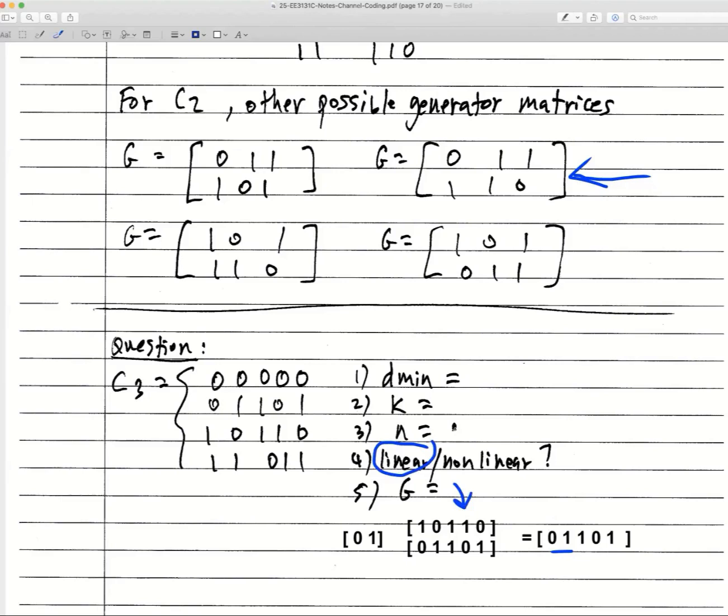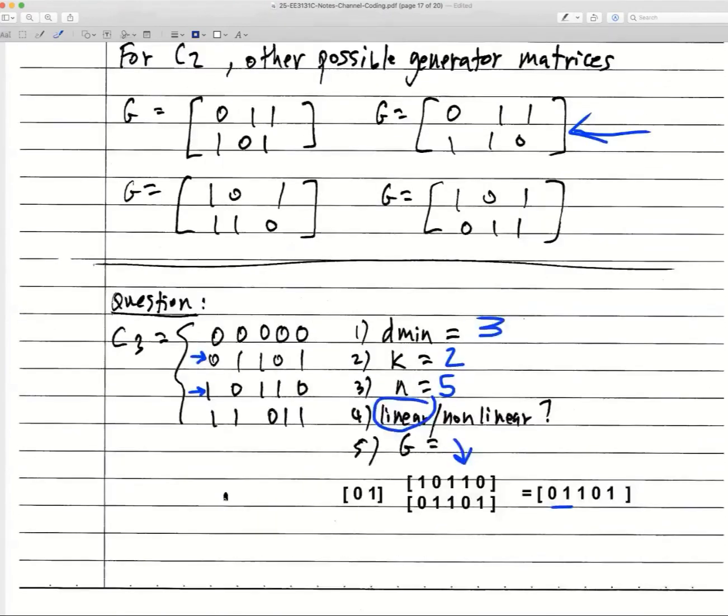N was 5. K was 2. What's D min? D min is 3, exactly, because of this guy here. Good. So I think we're all on the same page now.